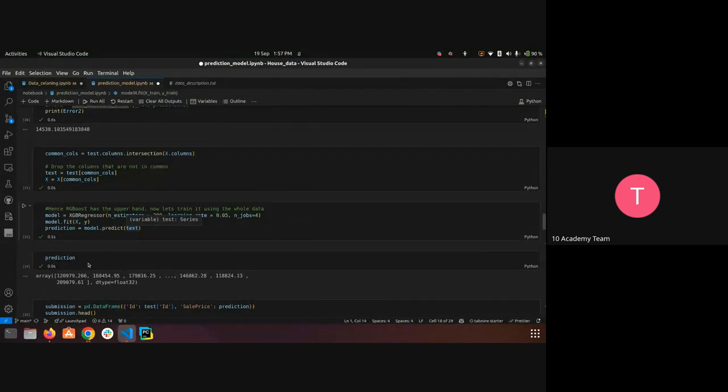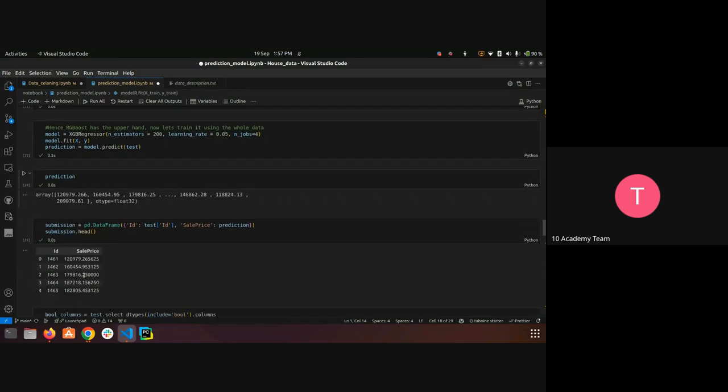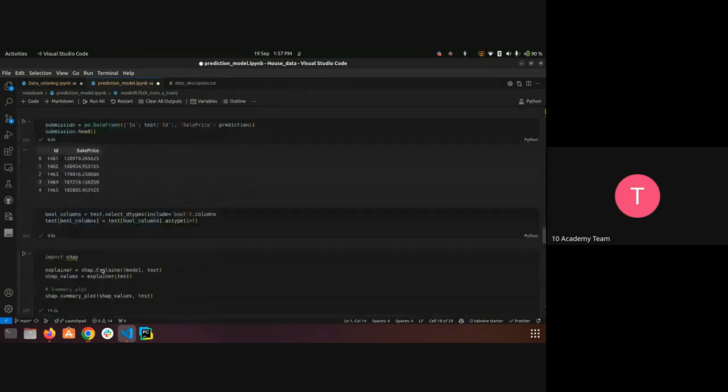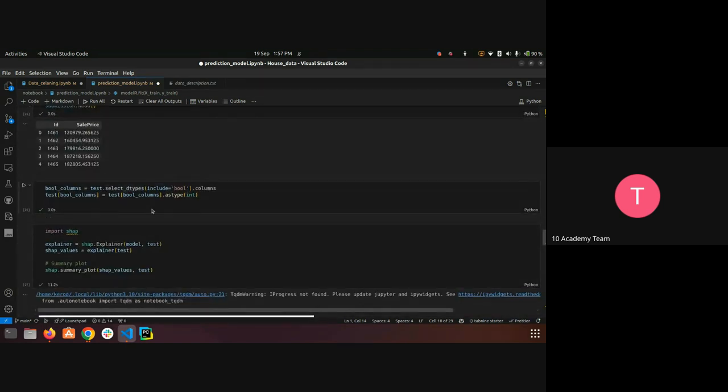And predict the test, and then you have some predictions. So you can see it. For the ID, which is the house ID, you have the sale price. I think I submitted this, and it was around 12.5%. I'm not sure, it has been a long time, but I believe it was a good score. But yeah, that's just the introduction to predictive models.